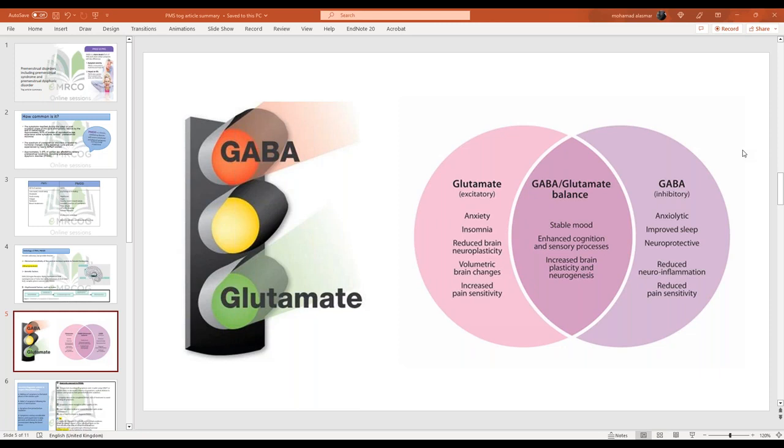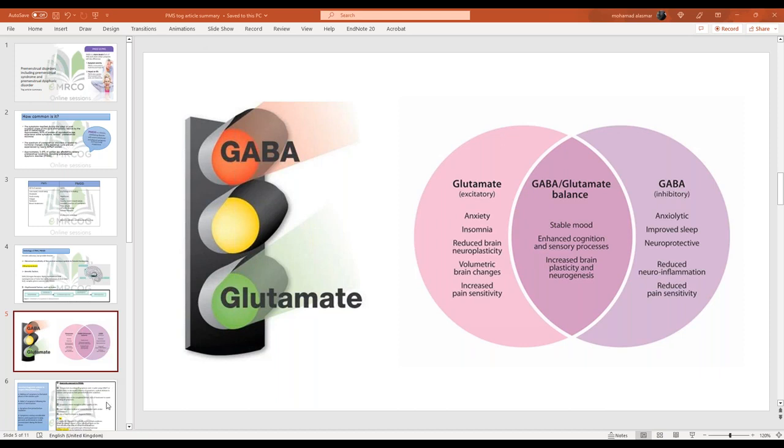So if an imbalance happens between the two of them, what can happen? If the glutamate, which is the excitatory one, increases, there will be anxiety, insomnia, reduced brain neuroplasticity, and also increased pain sensitivity. If the GABA, which is the inhibitory one, increases, that is anxiolytic, it will improve sleep, it's neuroprotective, and it reduces neuroinflammation and pain sensitivity. So if the woman has high glutamate, what do we need to do in order to balance? Simple. What do you think? I need to bring the GABA up, right? I need to increase the GABA level. Does this make sense?